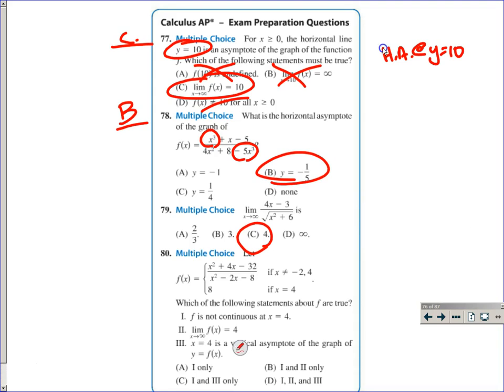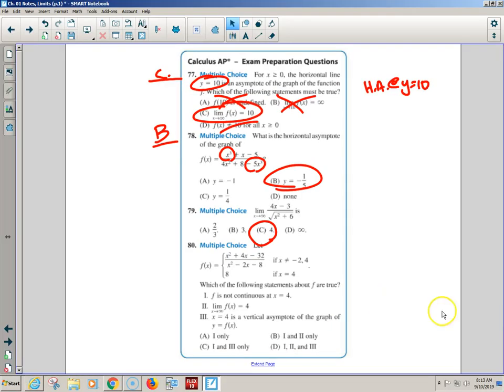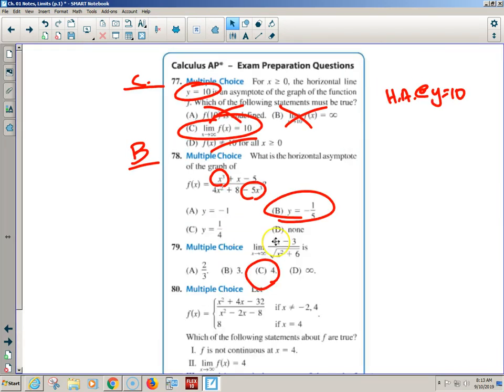And then number 80. All right, yeah, he was a beast. I totally agree. Let's zoom in on him because he has a lot of different things. They give us a piecewise function. And what kind of piecewise? Above, below, or not equal to, equal to? Not equal to, equal to. So let's see what's going on.